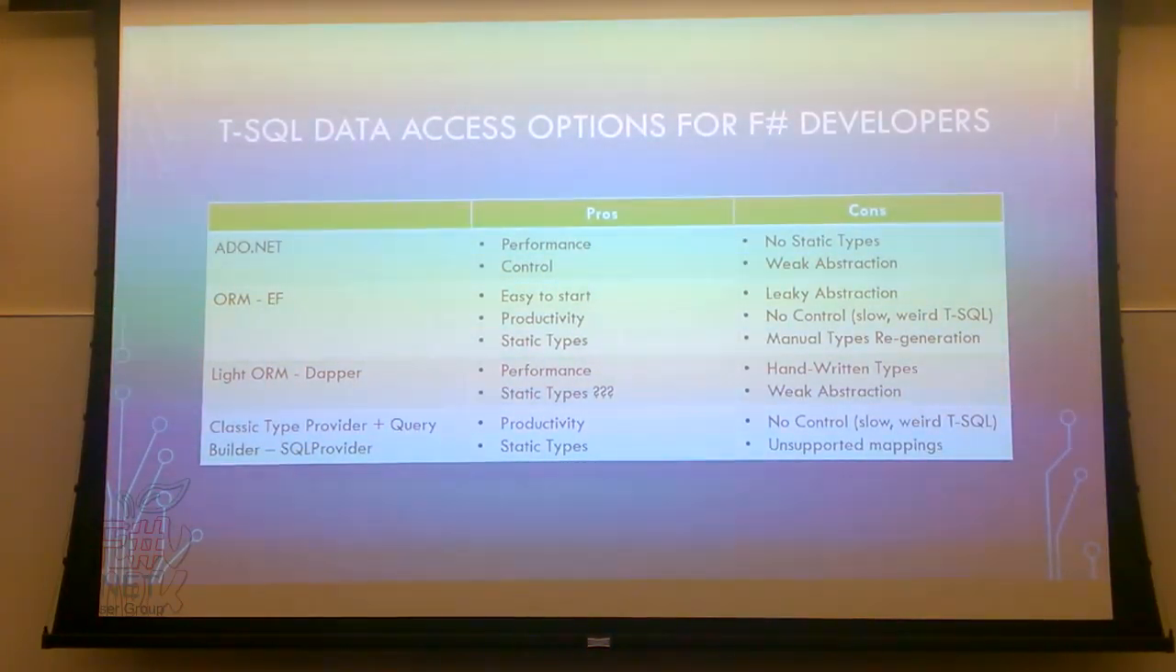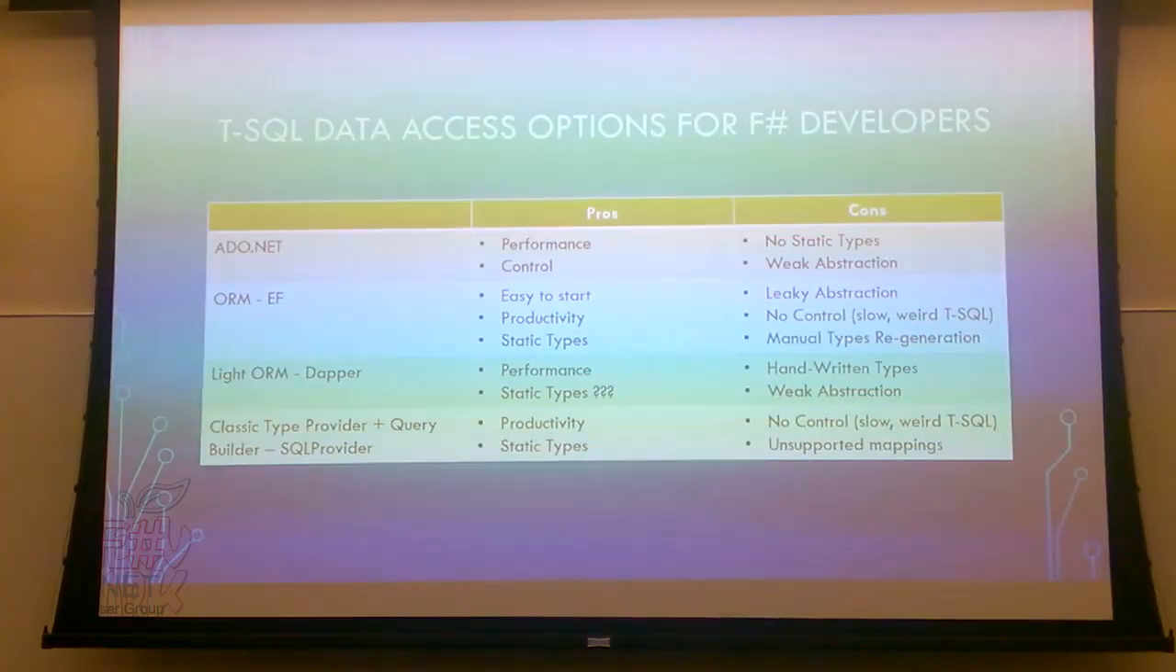One more option is to use lighter ORMs like Dapper. They provide actually very good performance, but the downside is that types have to be handwritten. I'm not going deep into these frameworks; I recommend you go online and look at them. But basically, you need to have the type first, and then it knows how to map the query result into types.